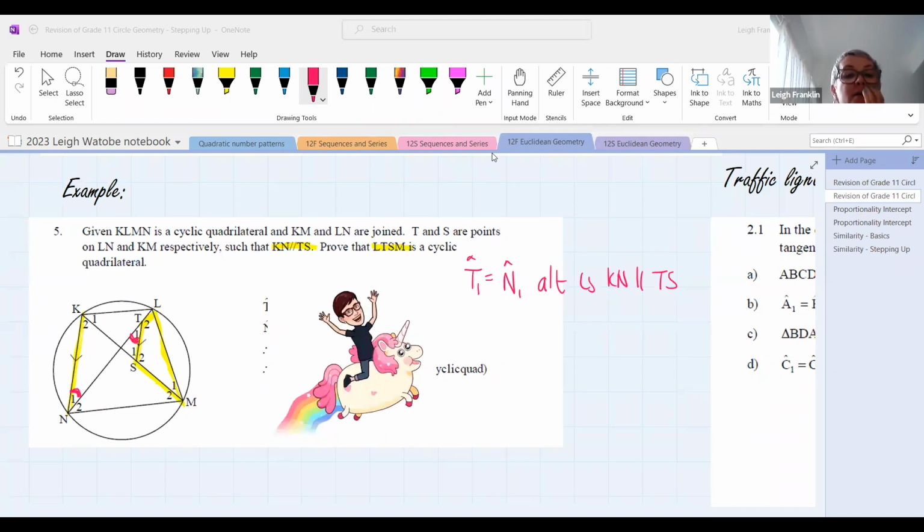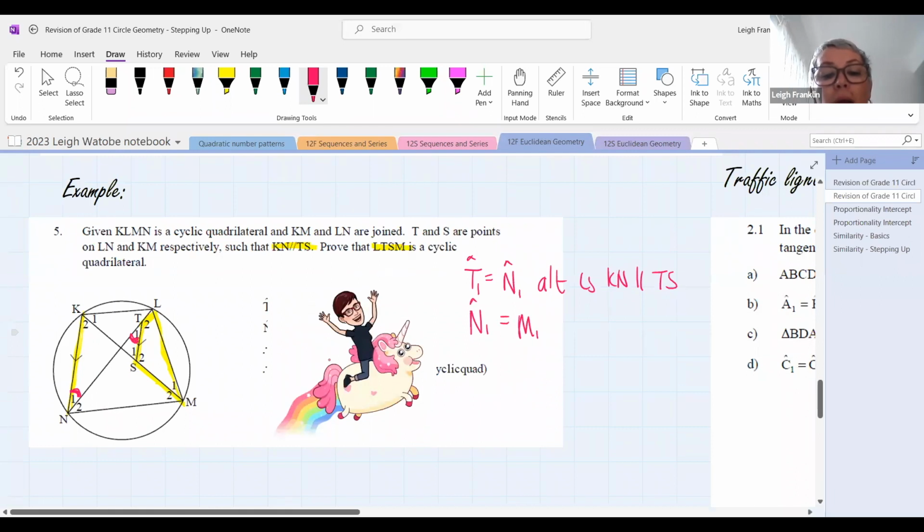Can anybody tell us? There we go. Quite right. Angles in the same segment. Excellent. So there you go. The connection between T1 and M1 is N1. N1 is the bridge that's linking these two together. So N1 is equal to M1 because they are angles in the same segment.